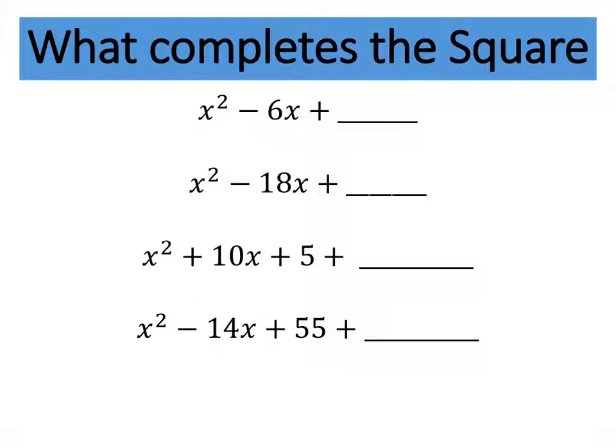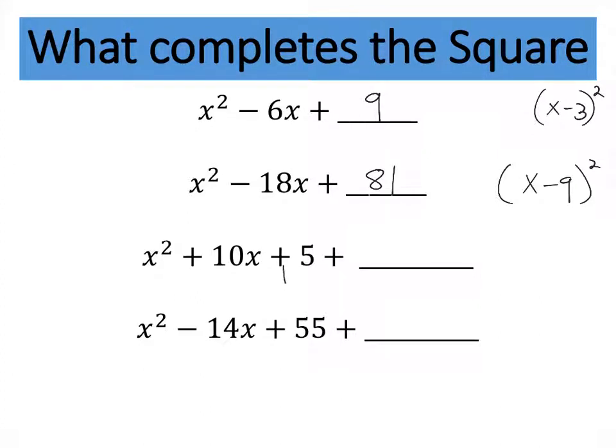Okay, so in my perfect square trinomial, I'm going to get x minus 3 squared is going to be my perfect square. Well, what does this have to be? Well, negative 3 times negative 3 is 9. And half of negative 18 is negative 9, so x minus 9 squared. 9 times 9 is 81.